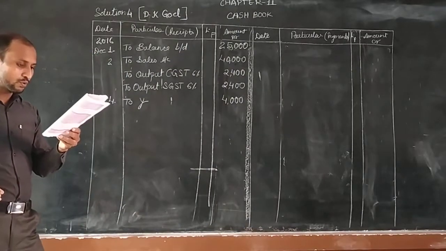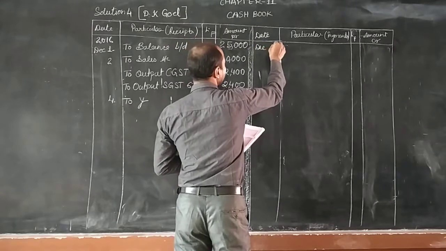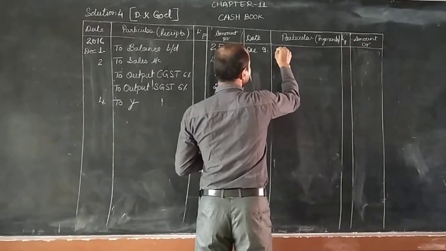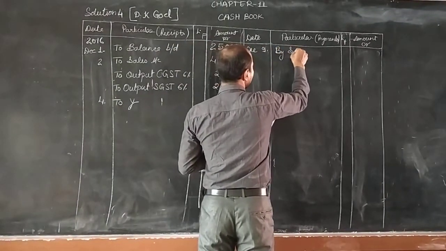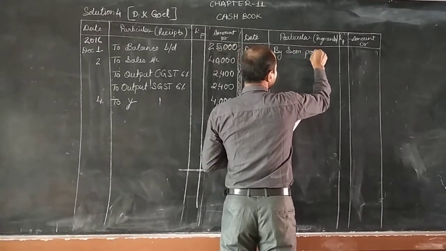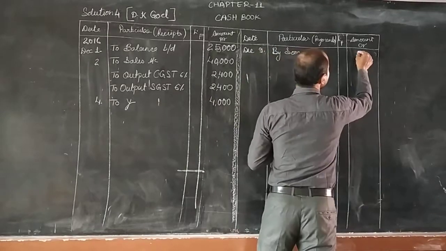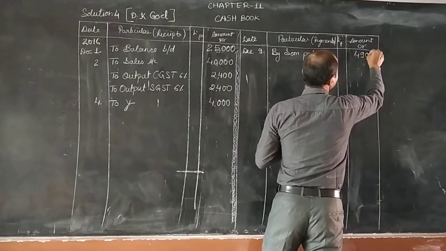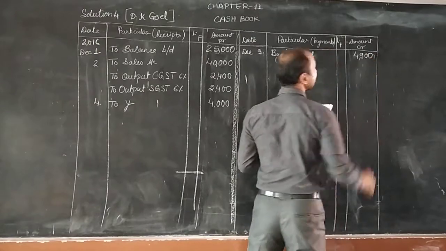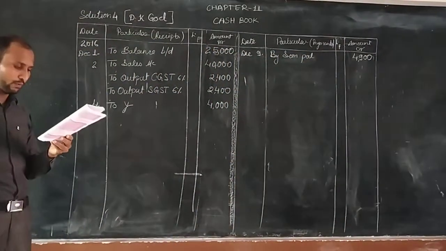Now paid to Sompal. Paid to Sompal will come this side. So it is December 9, and it is "By Sompal", S-O-M-P-A-L. Sompal, how much is it? 4,900. Very good, 4,900. Who is the calculator of this side? Why? Somebody else is telling in place of you.